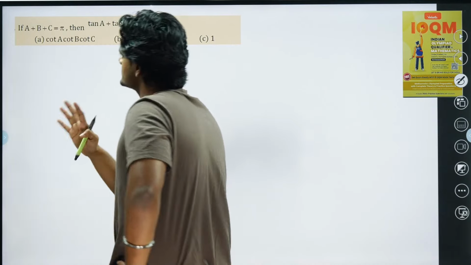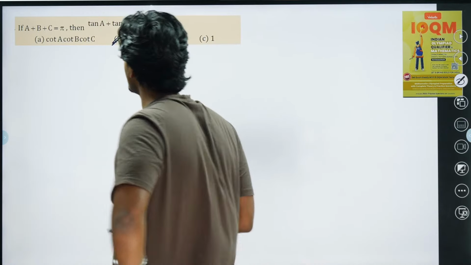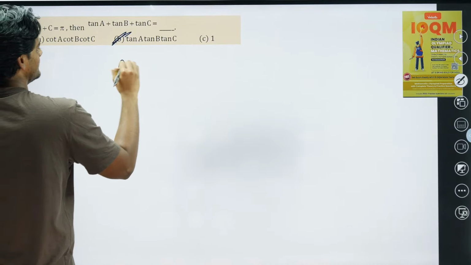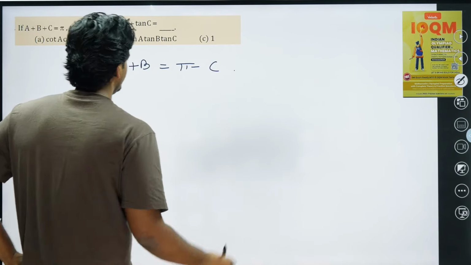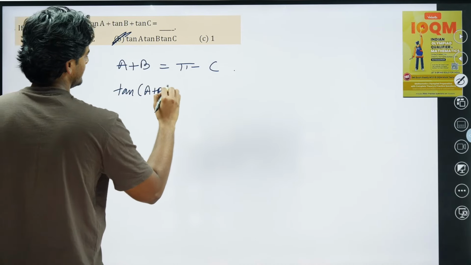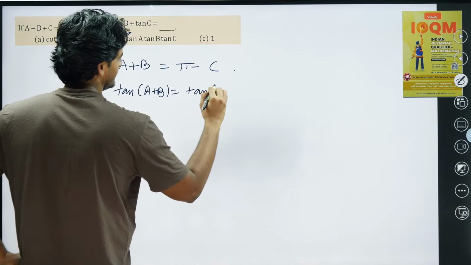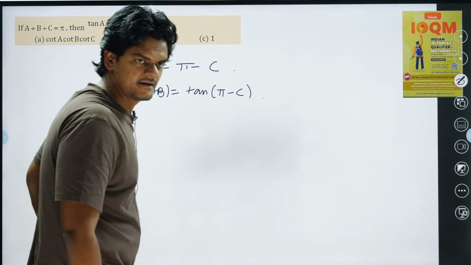In these questions, it is almost sure that it is easy, right? So how do we prove that? It is a very simple thing. A plus B, we write it as pi minus C. And we have tan(A plus B) is equal to tan(pi minus C), right?